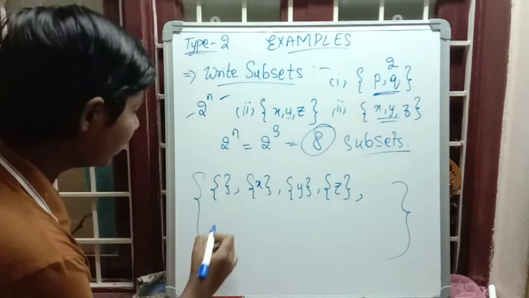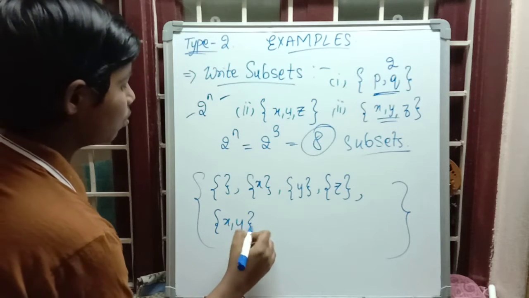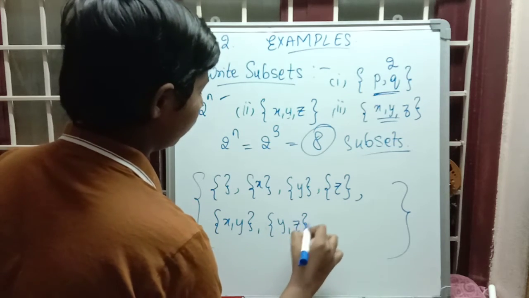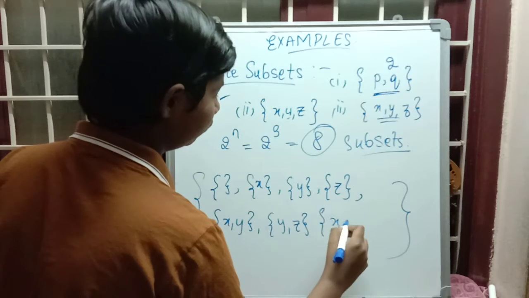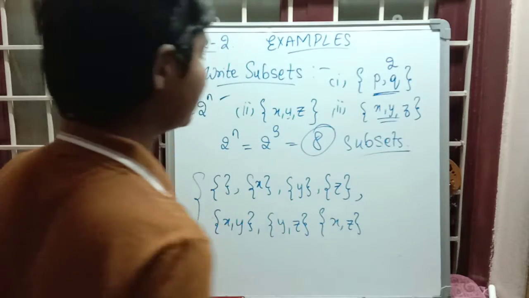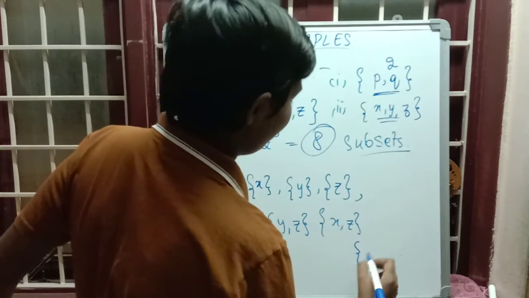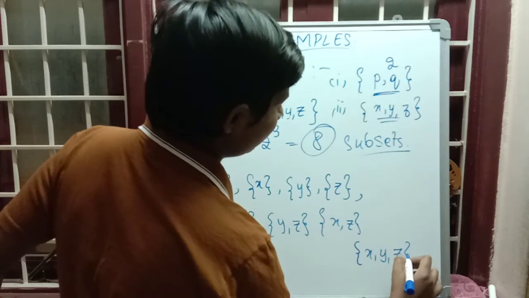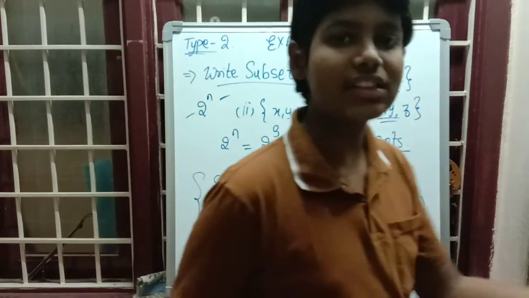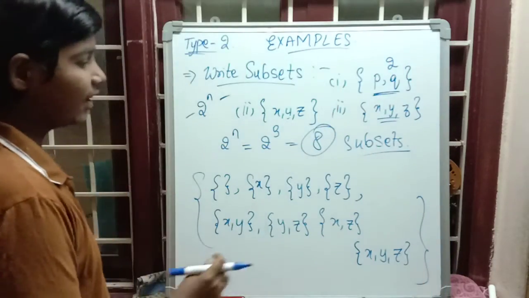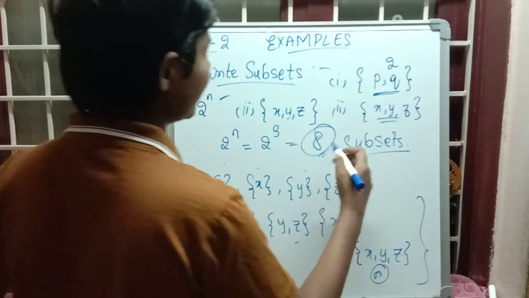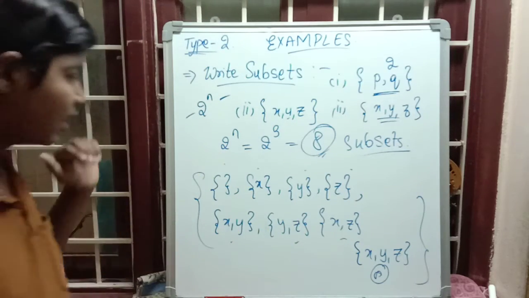Next, there is a possibility we will get XY also, YZ, and XZ, which is also one of the subsets of the given set. And last is X, Y, Z. As we discussed, every set is a subset of itself, and null set is a subset of every set. Yes, these are the 8 subsets: 1, 2, 3, 4, 5, 6, 7, 8. Here the answer also is 8 subsets, so this is the correct answer.